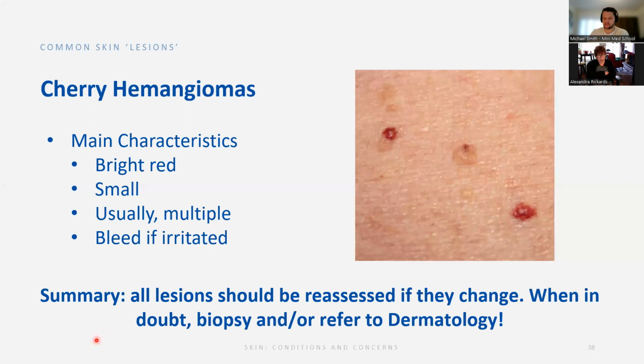So as a summary for all these 4 common skin lesions we've looked at, these are the things we're taught in med school and doctors also follow through with in their clinical practice: all lesions, no matter what they look like or what the type is, should be reassessed if they change over time, because that's a really important prognostic factor. And when in doubt, all skin lesions should be biopsied and or referred to dermatology. So, don't leave anything to chance. Unless you're really confident and have a really high suspicion that that's what it is, you can allow it to be. But if it does change and there's any doubt, you can do a biopsy or refer to dermatology.